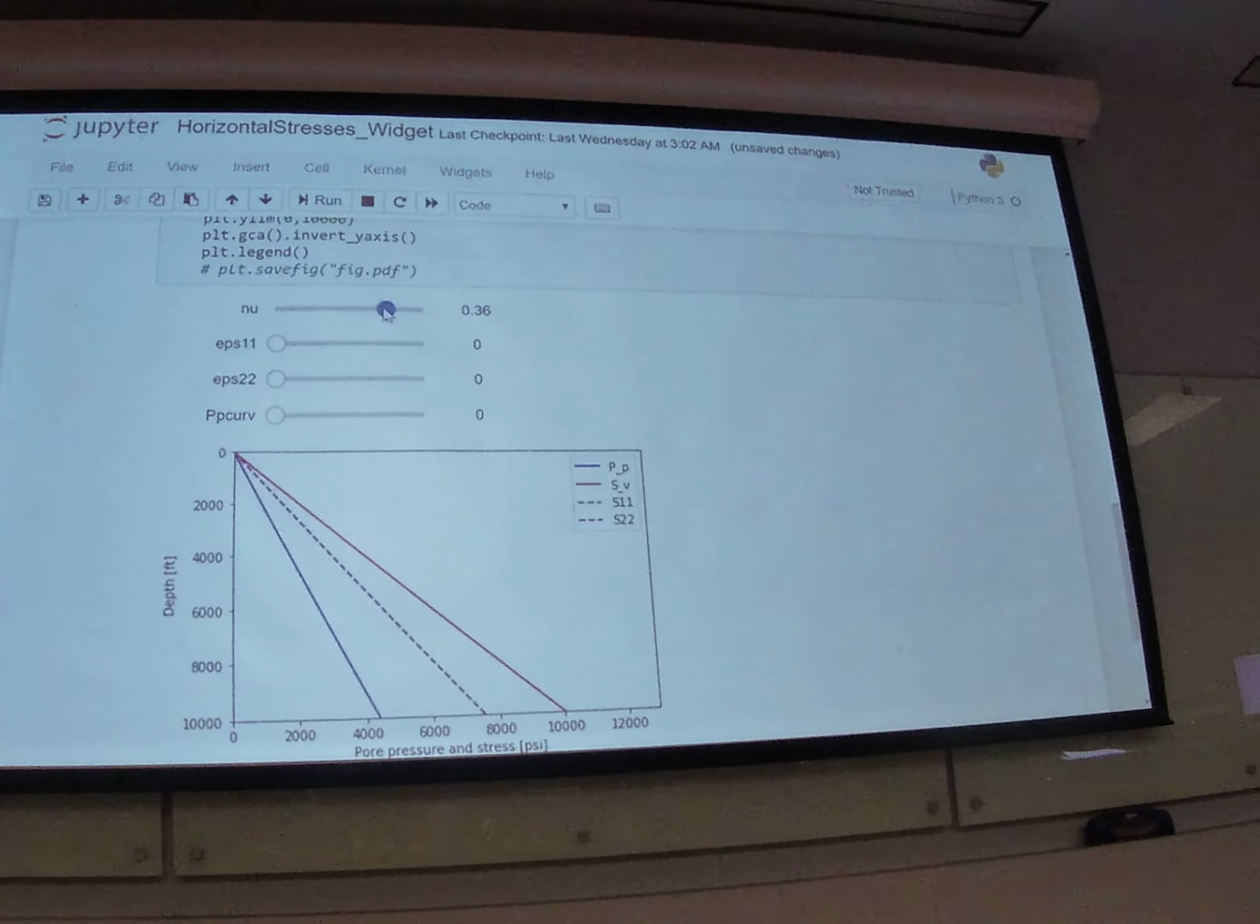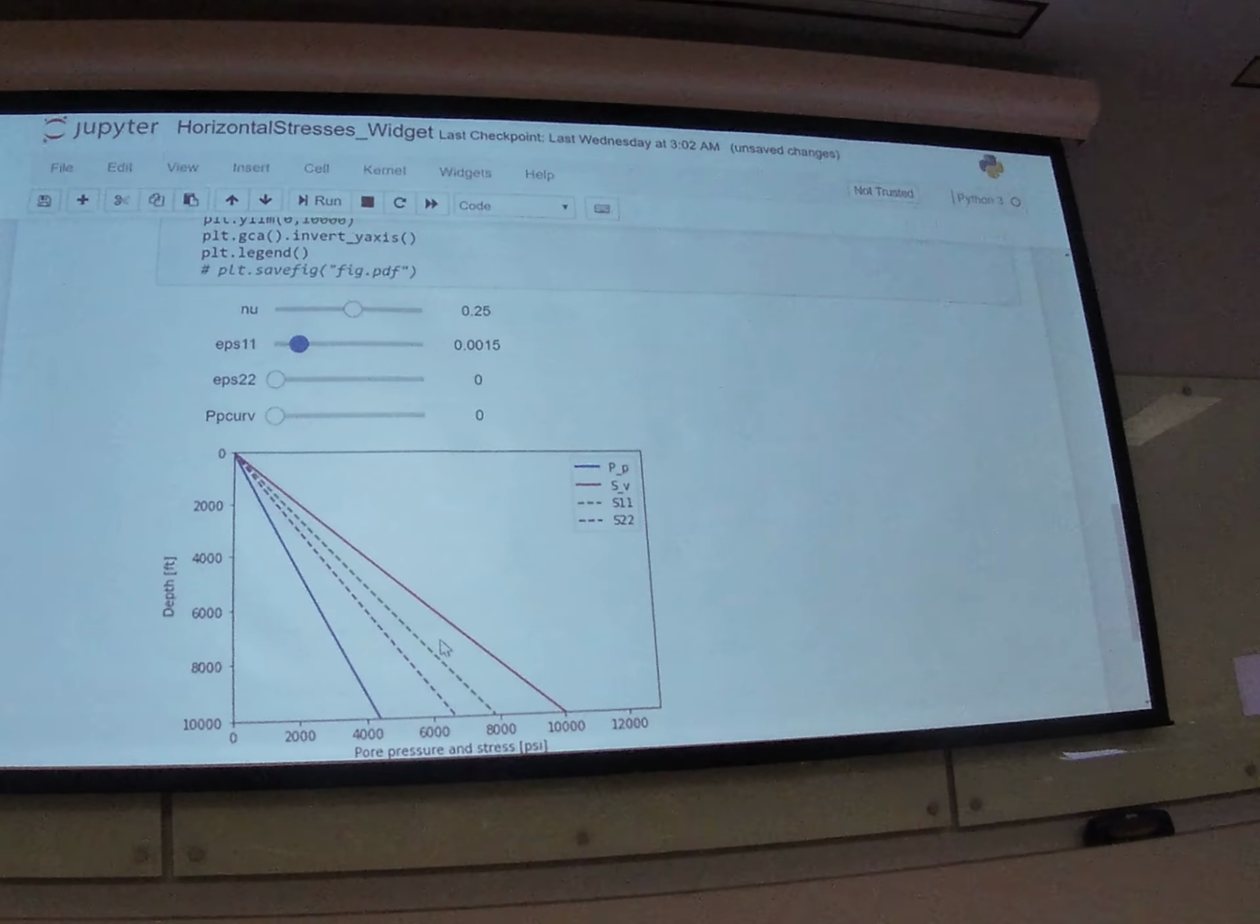So in this example, the tectonic strains are 0, both of them. Because both of them are 0, the two horizontal stresses are the same. Let's add a tectonic strain in direction 1. I add tectonic strain in direction 1, and now look, S11, the green one, well actually you can see colors over there, but this is S11, where I'm moving the mouse. It's going to be larger than S22.